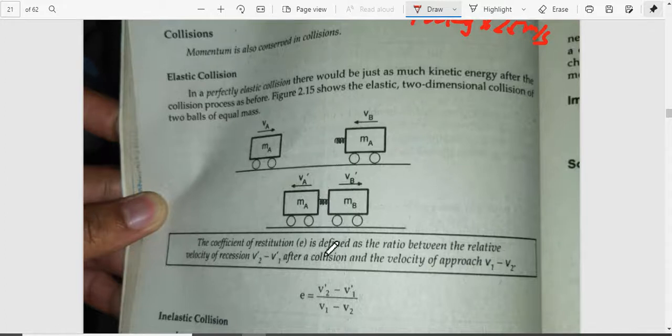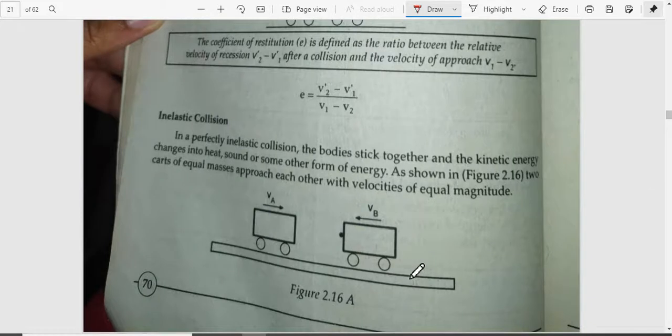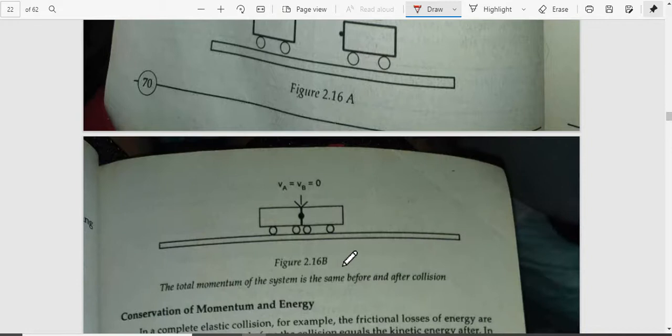The coefficient of restitution is defined as the ratio between the relative velocity after the collision, V2 minus V1, and the relative velocity of approach, V1 minus V2. In a perfect inelastic collision, the bodies stick together and the kinetic energy changes into heat, sound, and other forms. As shown, two cars of equal masses approach each other with velocities of equal magnitude. Therefore, their velocity becomes 0.